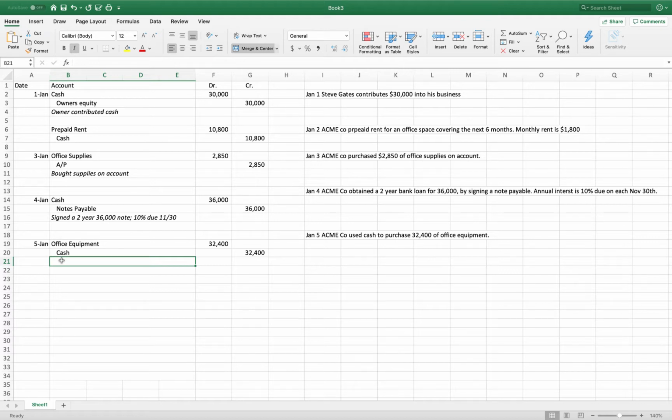I got to put in an explanation. What do I do? Bought office equipment. Okay? I don't need to say bought office equipment with cash because I can look at this and say, oh, office equipment, cash. I had to have used cash to get that office equipment. Okay? Now, let's look at another possible transaction that I know you're going to see at some point in your career.